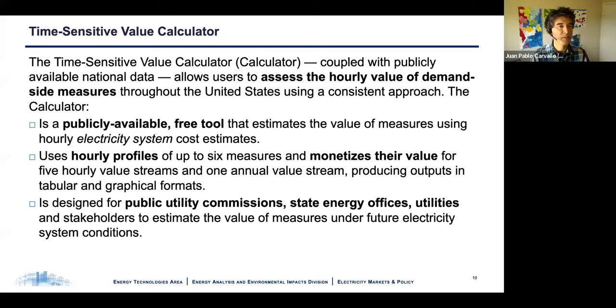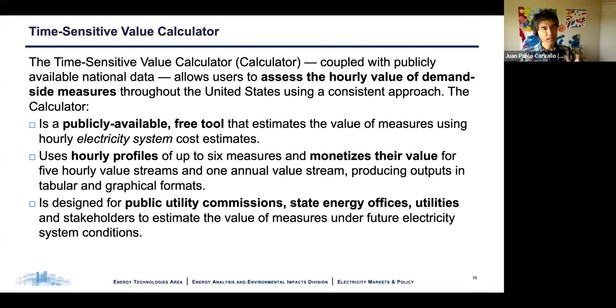As Natalie mentioned, the main objective of the calculator is to allow users to assess the hourly value of demand-side measures throughout the United States using a consistent, transparent, and accessible approach. For this, there are three main features that the calculator includes. One is being, at the core, publicly available and free. You can download it from our website and start using it right away. It uses hourly profiles for up to 6 measures, and it monetizes their value for 5 hourly value streams and 1 annual value stream. And it produces a number of outputs in a tabular and graphical format.